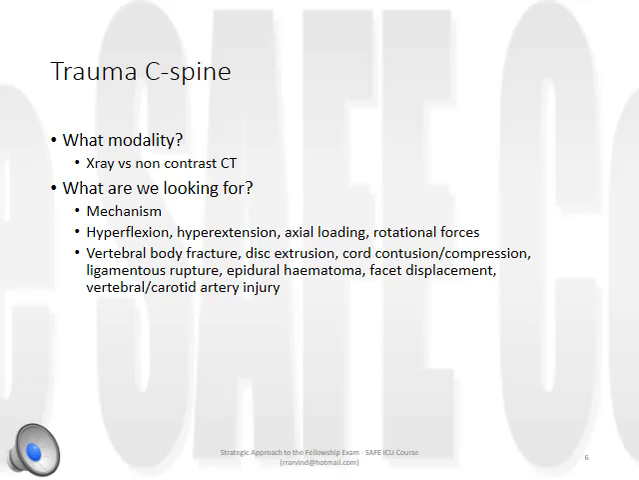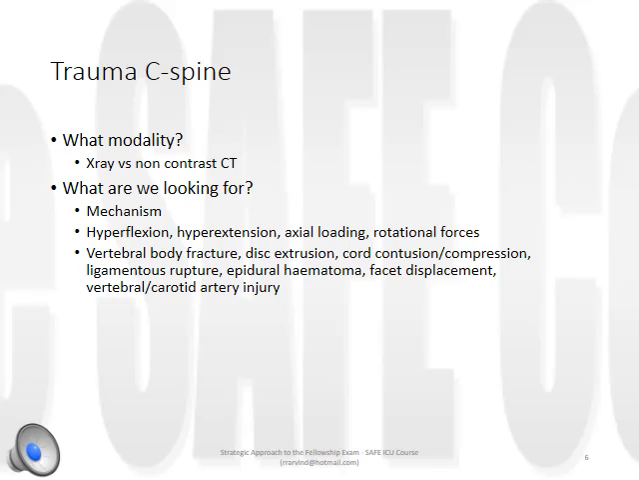So when you've done your imaging, what are you going to look for? The mechanism is really important. Mechanisms can include motor vehicle collisions, falls, sporting, recreational injuries and assaults. And based on that mechanism and whether you think there's been a hyperflexion, hyperextension, axial loading or rotational force, you'll be guided to look at different types of injury at different spinal levels.